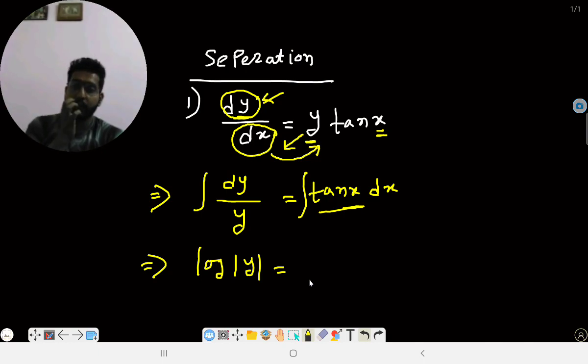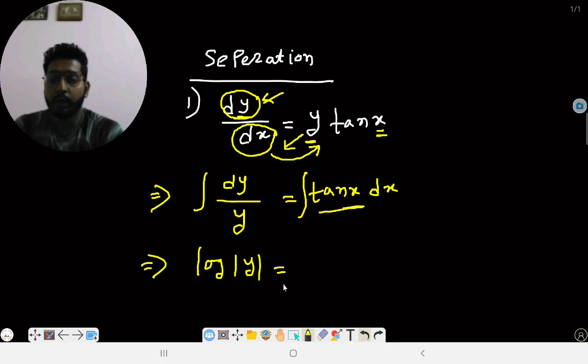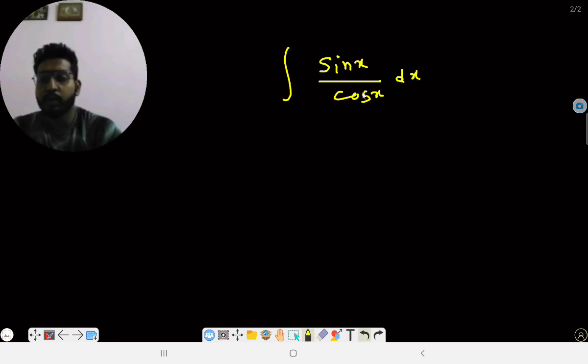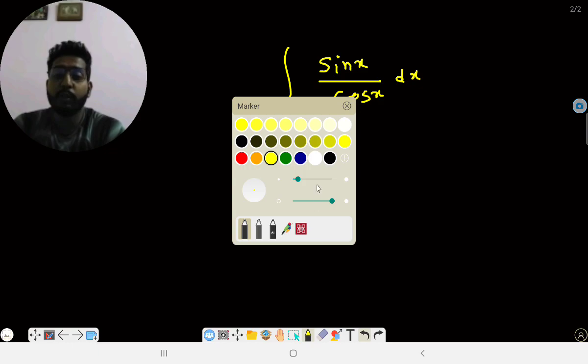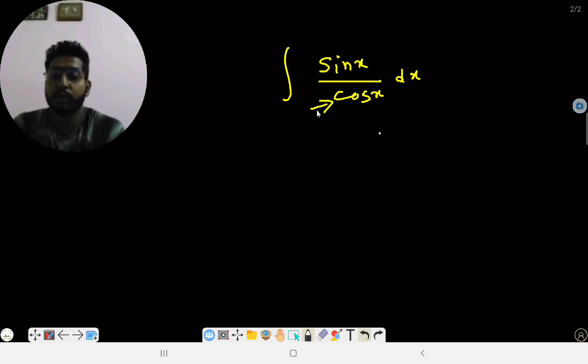Now how do we find the integration of tan x? In differential equations, integration is very important. There is a formula also, but how do we find it? Tan x means sin x by cos x. Now look at the denominator, cos x. We know the derivative of cos x is minus sin x, but in the numerator we can see there is a sin x. So I am putting a minus here and a minus outside. Minus minus is plus.